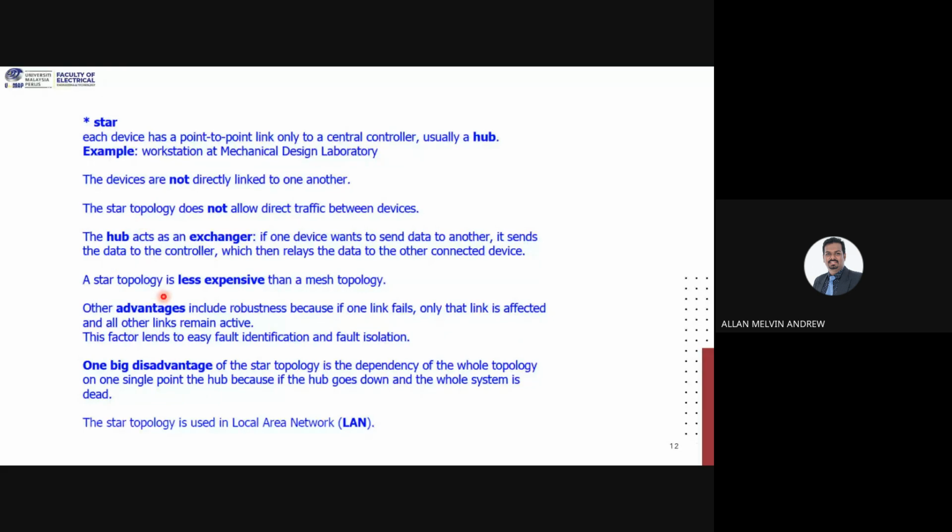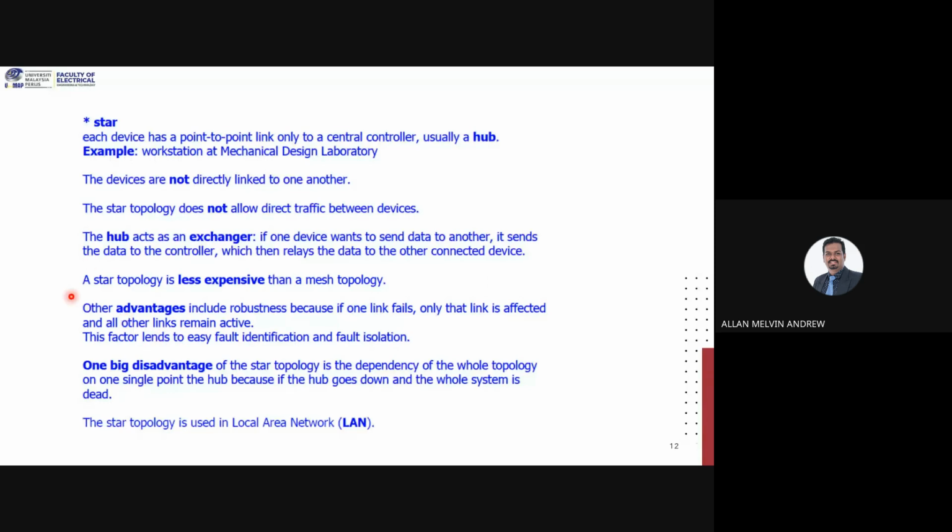So the hub acts as an exchanger. If one device wants to send data to another, it sends the data to the controller, which then relays the data to the destination. Exchanger means that when you are sending data, the hub will receive it and send it to the receiver, and it can relay the data to the other connected devices.